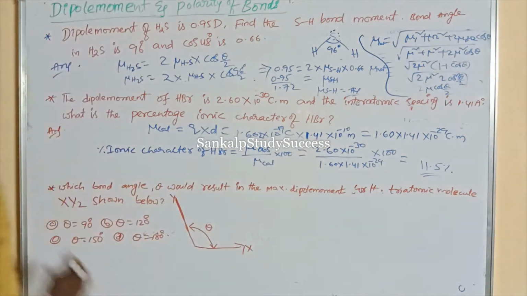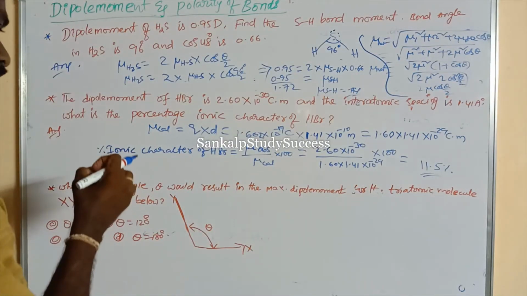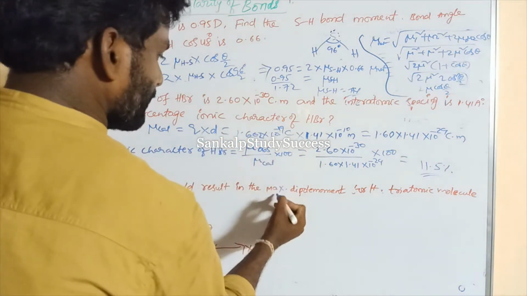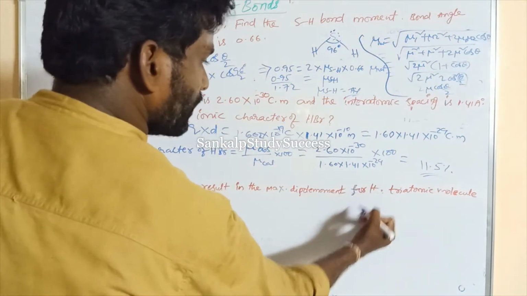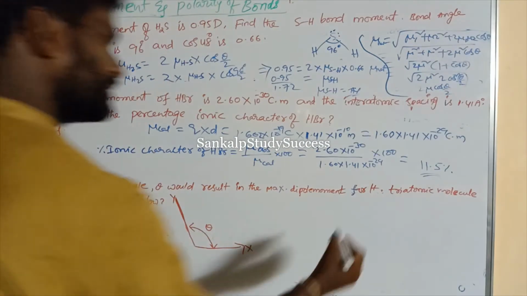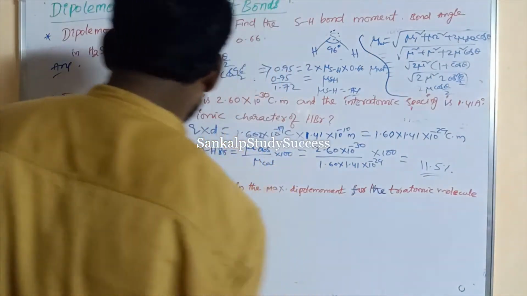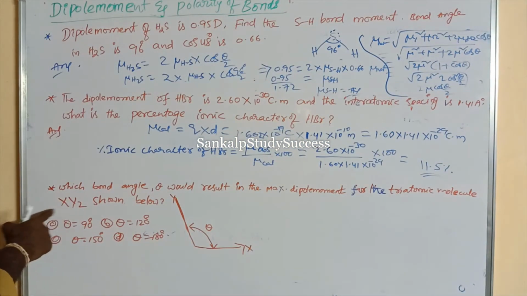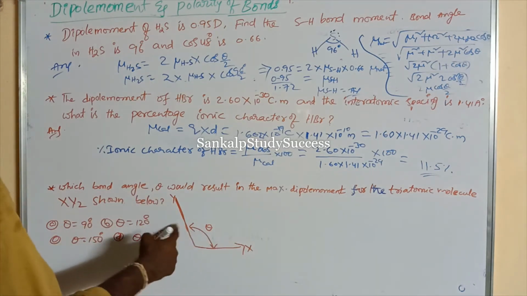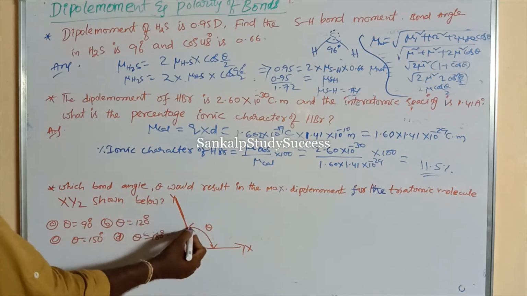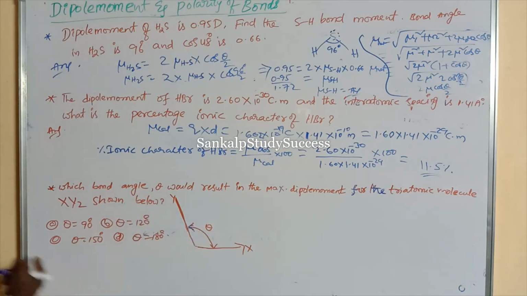Next, which bond angle theta would result in the maximum dipole moment for the triatomic molecule XY2? This triatomic molecule contains 3 atoms, shown in the diagram. Here X and Y are polar bonds. These 2 bonds are inclined at theta angle. The options given are theta equal to 90 degrees, 120, 150 and 180 degrees.